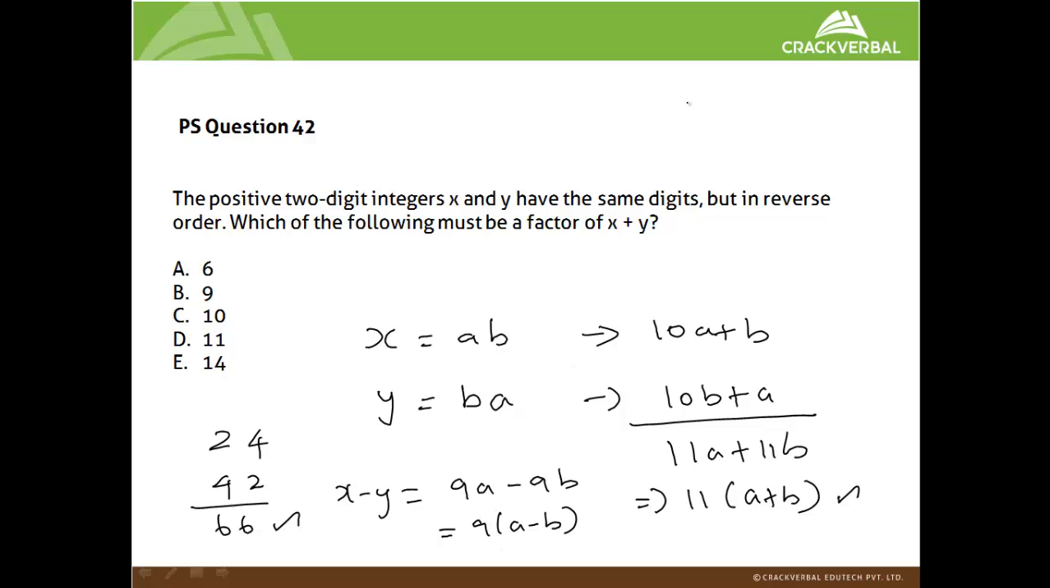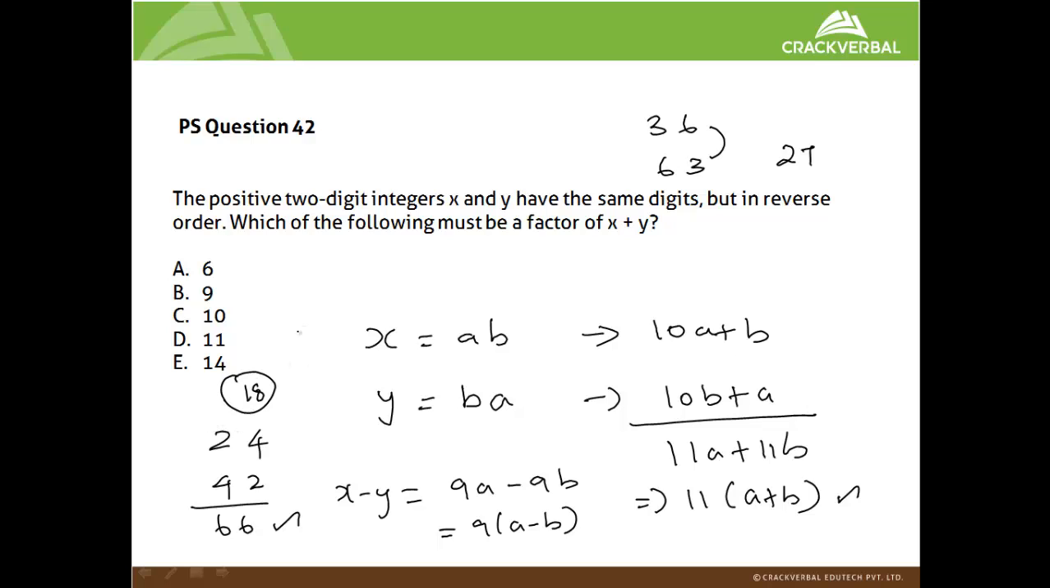So let's take an example here, right? 36, if we take the inverse, it will be 63. So if you find the difference here, it will be 27. So 27 is of course divisible by 9. Now let's take the numbers which we already took, 24 and 42. The difference is 18, so that means it will be divisible by 9.